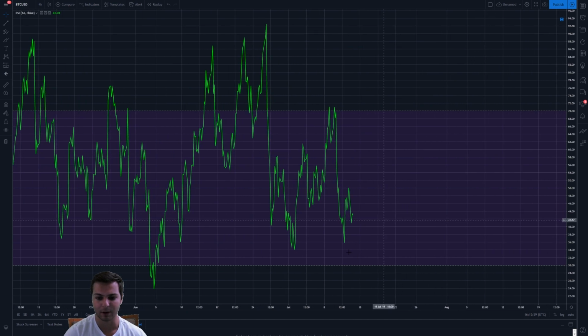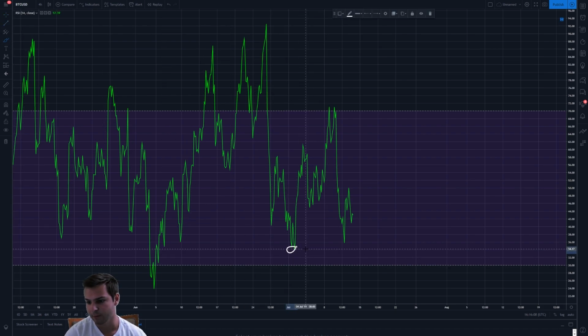Over here on the RSI, Bitcoin has retraced and actually set a higher low over here. I just am now noticing that. The reason that I'm able to see that is right over here around this probably 34.17, and then we have a 35.86, which makes this a higher low.